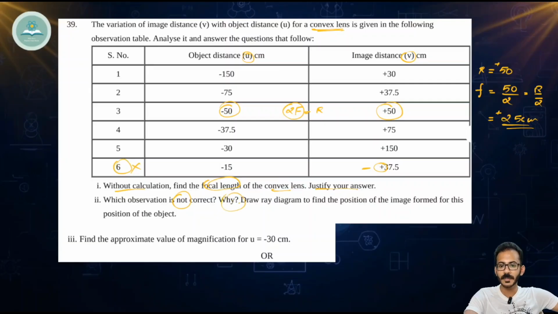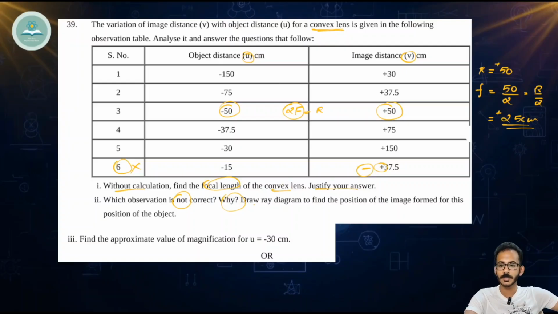Why? It is because when the object is kept at minus 15, it's a value less than its focal length. So there, a virtual and erect image will be formed on the same side of the lens. Same side means the left side. If it is left side, it should be negative. But here it's given positive. That's why it is wrong.